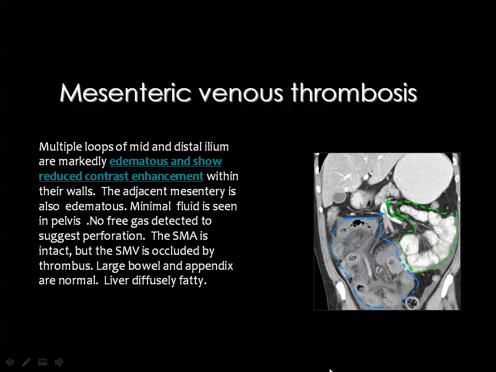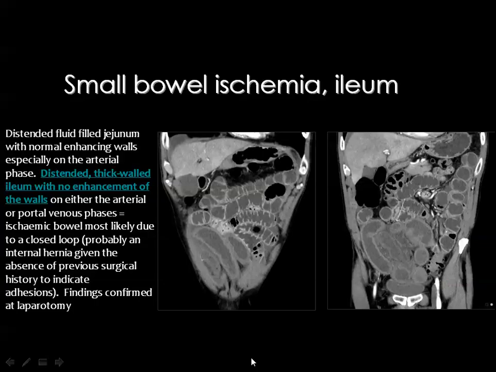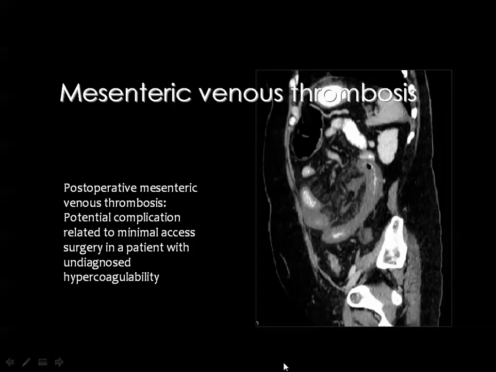And this is the difference between the viable intestine and the ischemic intestine, and you can also appreciate the thrombus within the superior mesenteric vein. Also here you can see a normal enhancement of the non-ischemic bowel, while the ischemic bowel showed maybe no or faint enhancement of the wall.